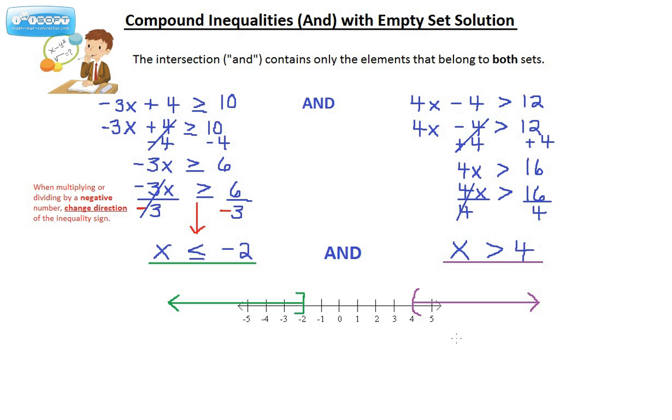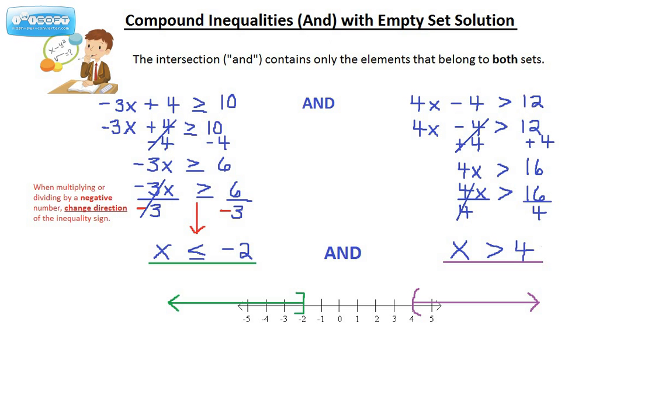So how do we find our and, or our intersection? This is the part of the graph where the two lines overlap each other, and when we look at our graph, they don't overlap. So this means there are no numbers that are both less than or equal to negative 2 and greater than 4 at the same time. So what we have is an empty set or no solution.